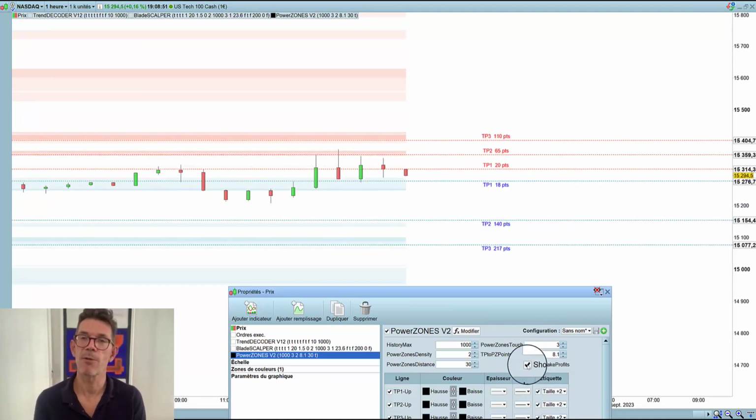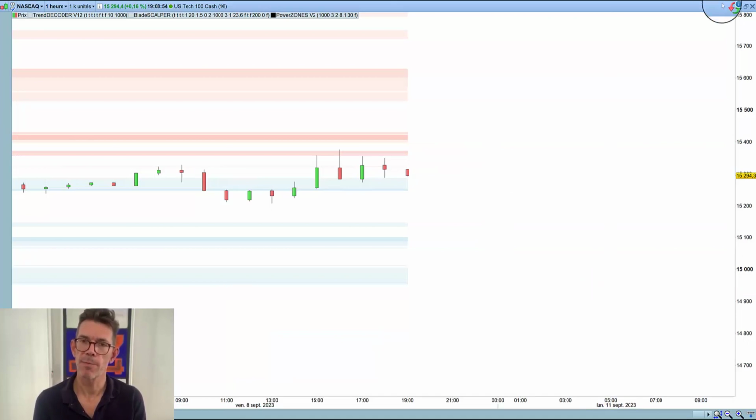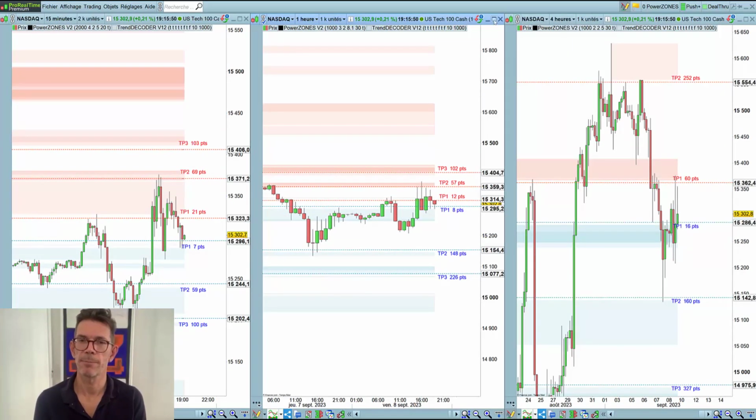Now, let's put PowerZone to work with a practical example on the market. Before we get into this, remember that every trade plan should first start with a multi-time frame trend reversal analysis.